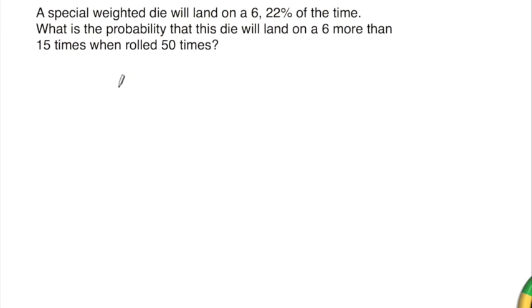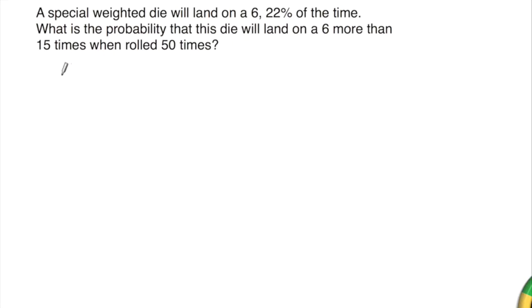This is an example of the central limit theorem, a small application of its approximation. A special weighted die will land on a 6 22% of the time. Now it's only supposed to land on it 1/6 of the time, which is a little bit smaller than 22%. So we're going to take this die and find the probability that it'll land on a 6 more than 15 times when rolled 50 times.